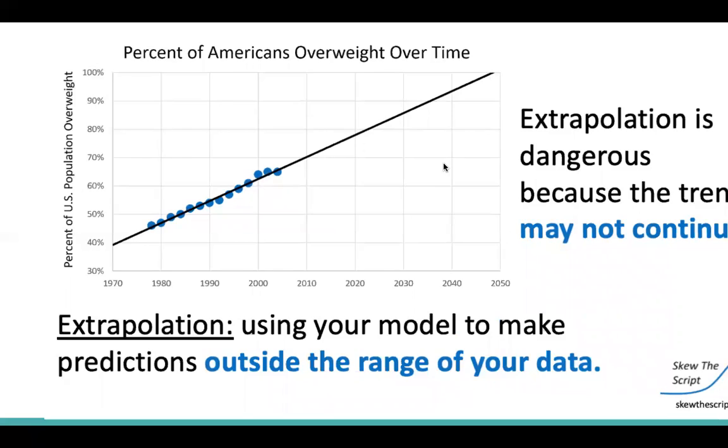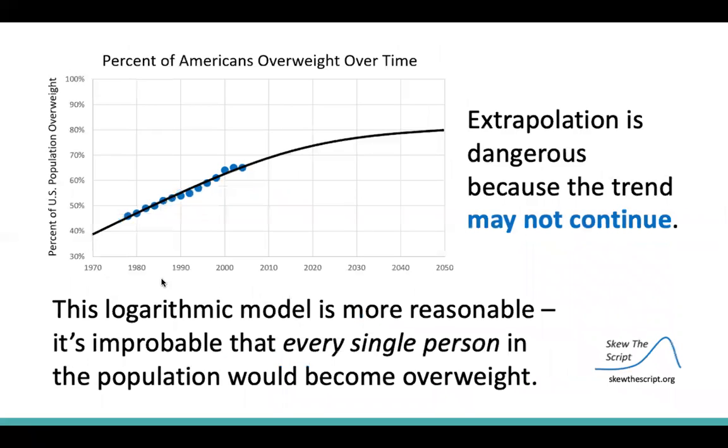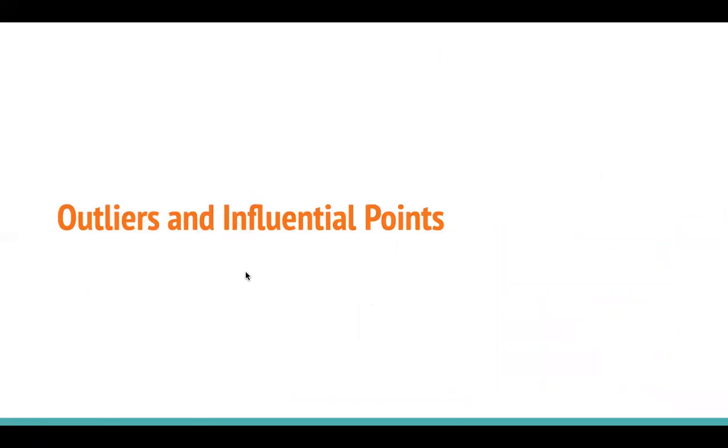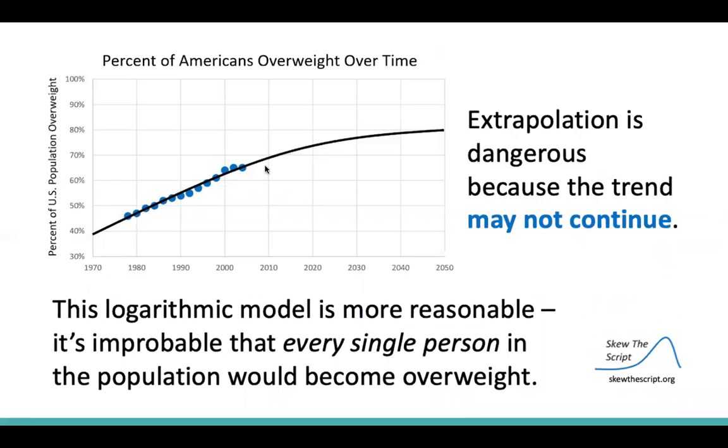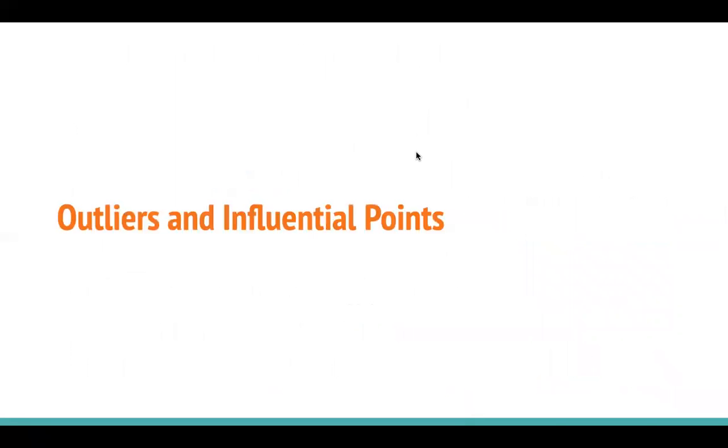But do we really think it's likely that every single person in the United States will become overweight? Probably not. Very, very unlikely. What would make more sense is if I had some sort of logarithmic model. So I want to be careful extrapolating, because trends don't always continue.